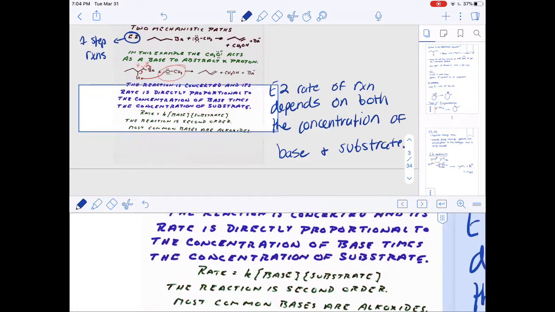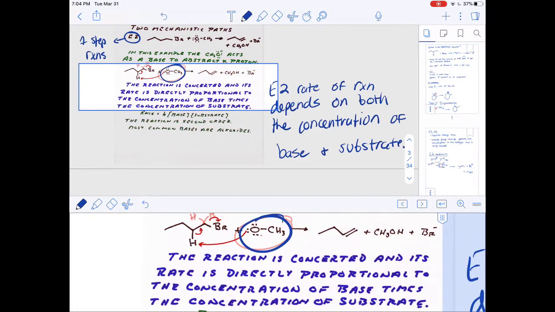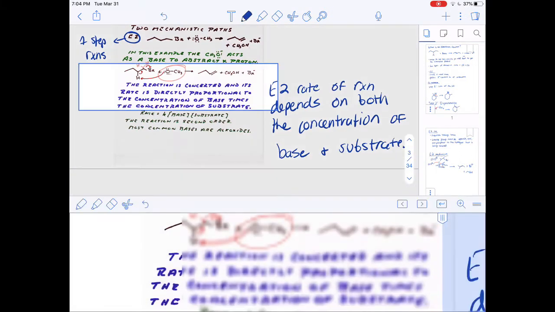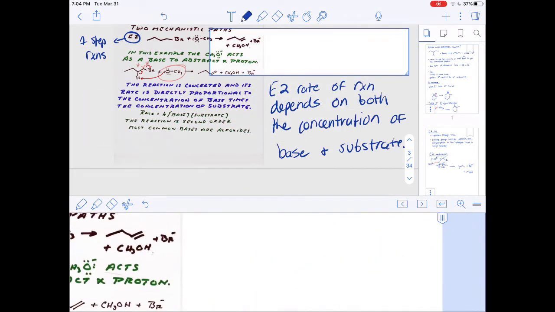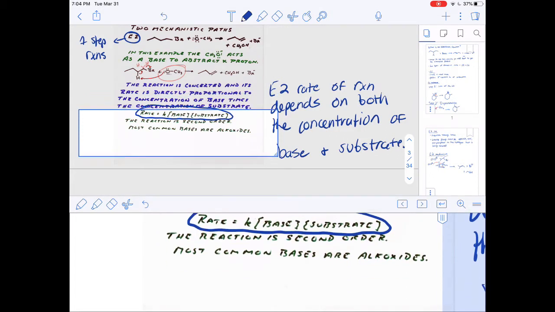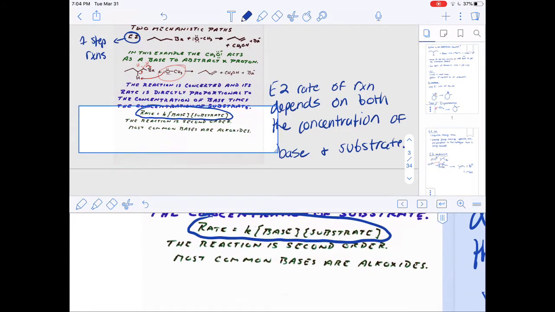So going back to this, this was the base and this is the substrate, just in case that wasn't clear. And that's basically the only thing you need to know. I would also learn the rate law. I would definitely write this down because sometimes he likes to ask for this. So this is the rate law, and it's second order.